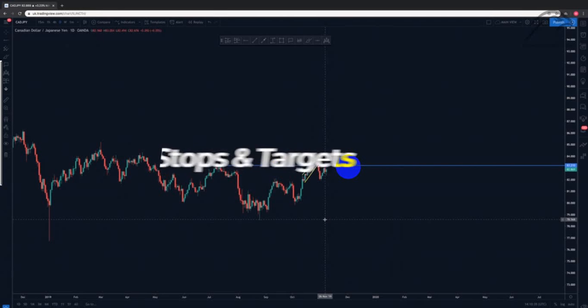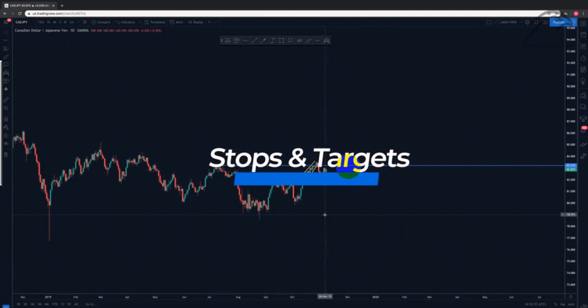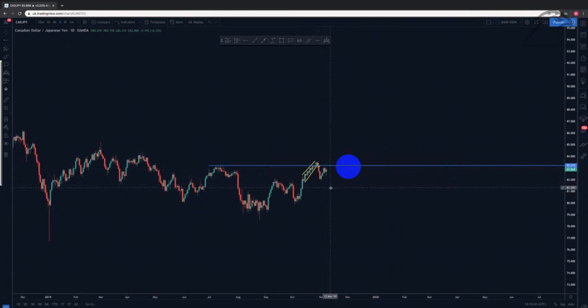So now let's take a look at stops and targets and what that means. Essentially we're looking at our stop losses and where we target. Do we actually set targets?